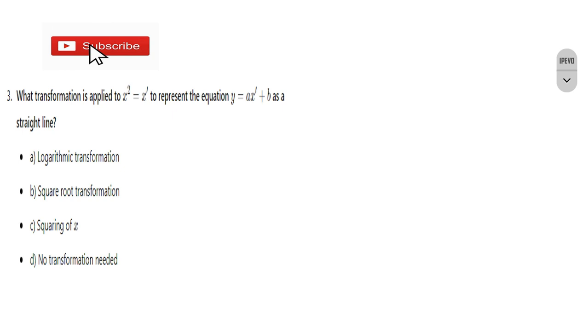Question 3. What transformation is applied to x squared equals x prime to represent the equation y equals ax prime plus b as a straight line? A. Logarithmic transformation. B. Square root transformation. C. Squaring of x. D. No transformation needed. The correct option is C, squaring of x.